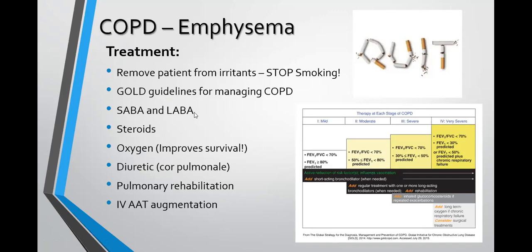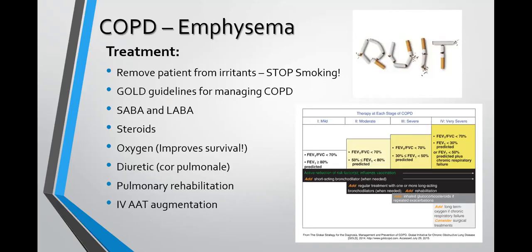Judith, can you hear me? Yes. What's SABA and LABAs? The short-term and long-term medication. Good. They're short-acting beta-2 agonists and long-acting beta-2 agonists, right? Because beta-2 agonists are the ones that give us bronchodilation, not beta-1. All right, good. Steroids, of course, oxygen, diuretics, pulmonary rehab, and we can give them some alpha-1 antitrypsin. We can give them some synthetic, right? Give them IV synthetic alpha-1 antitrypsin.